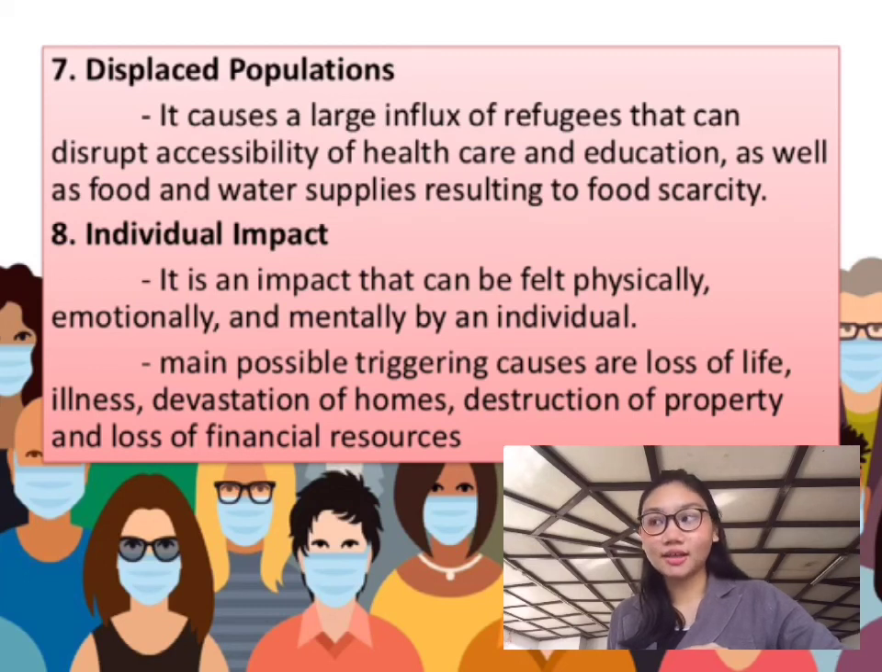The last effect brought by disasters is the individual impact. It is an impact that can be felt physically, emotionally, and mentally by an individual. Main possible triggering causes are loss of life, illness, devastation of homes, destruction of property, and loss of financial resources. This effect refers to the damage done by the disaster to a person, which might be injuries, long-term illnesses, post-traumatic disorder, grief, depression, and others.